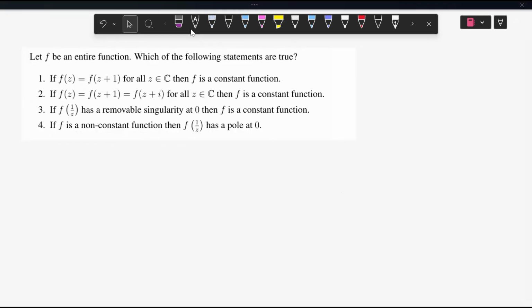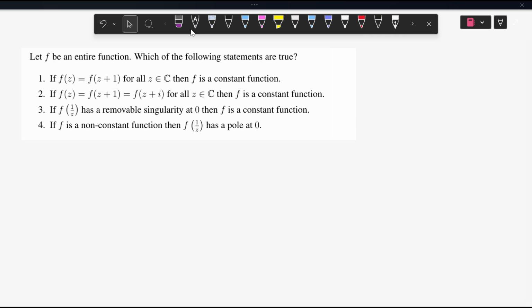This is the next question, and the question is saying: let f be an entire function, then which of the following statements are true? Statement 1 is saying that if f(z) equal to f(z+1) for all z belongs to C, then f is a constant function. If f(z) equals f(z+1) equals f(z+i) for all z belongs to C, then f is constant. If f(1/z) has a removable singularity at 0, then f is a constant function, and if f is a non-constant function, then f(1/z) has a pole at 0.